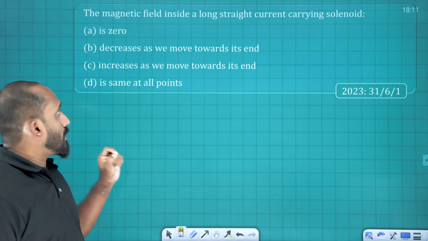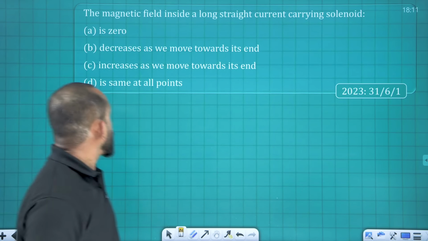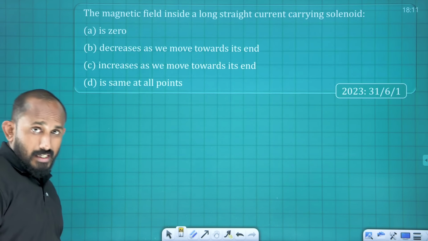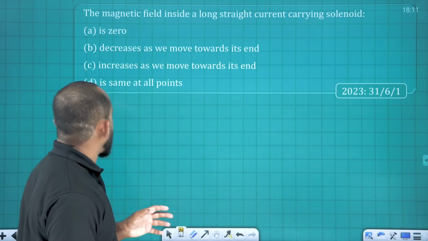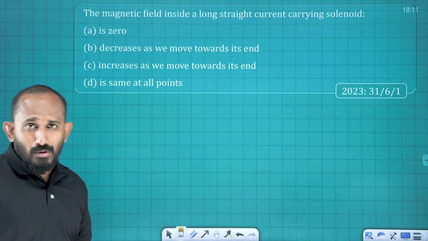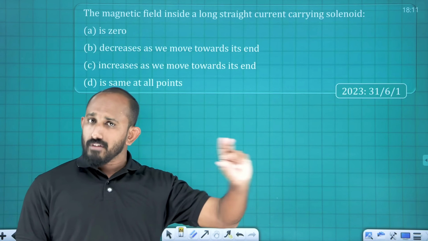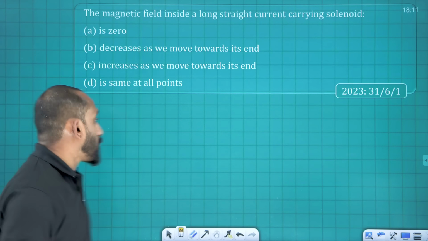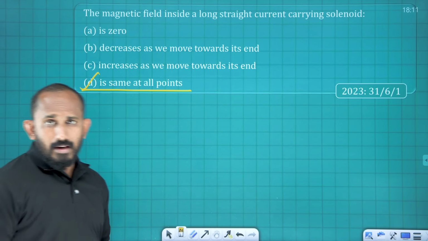The magnetic field inside a long straight current carrying solenoid is: 0, decreases as we move towards its end, increases as we move towards the end, or is the same at all points. Very simple question. In a solenoid we know, inside the solenoid it is uniform everywhere. So it's the same at every point. So D is the correct answer. Next question.